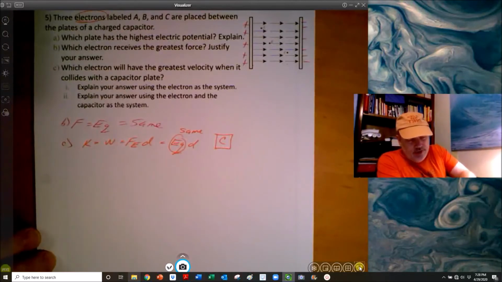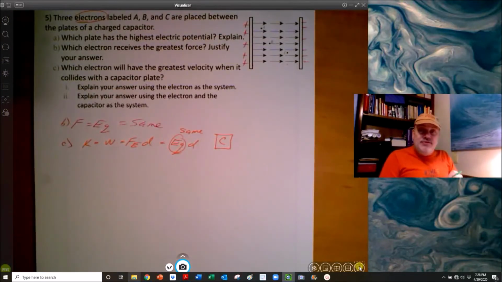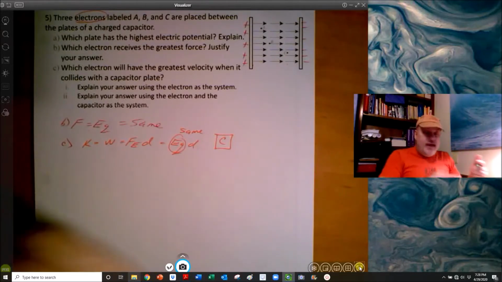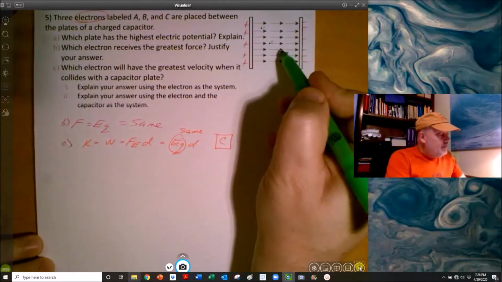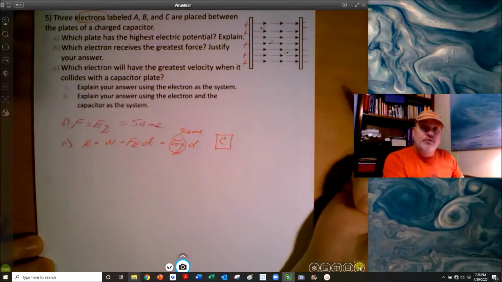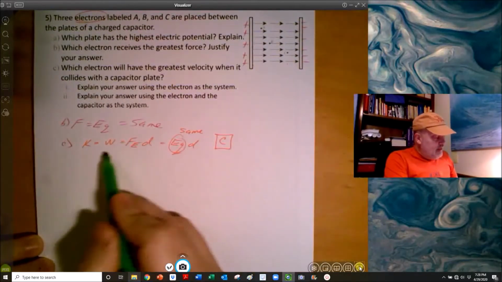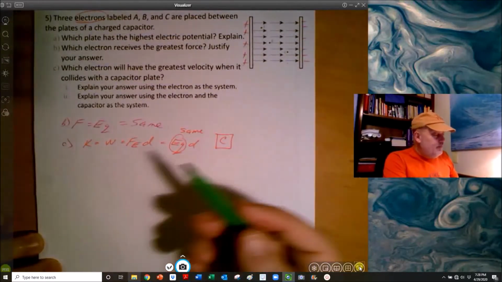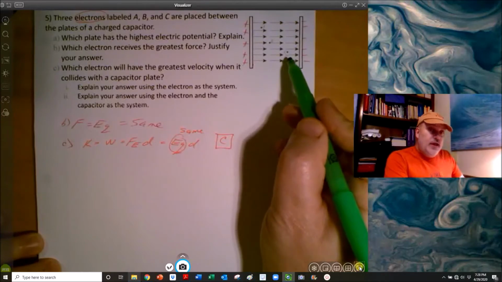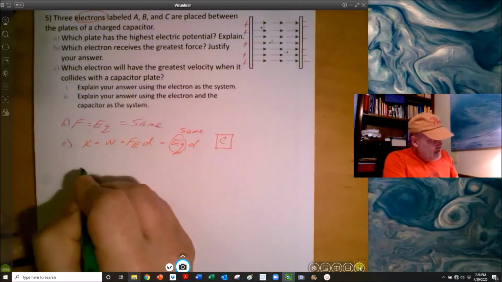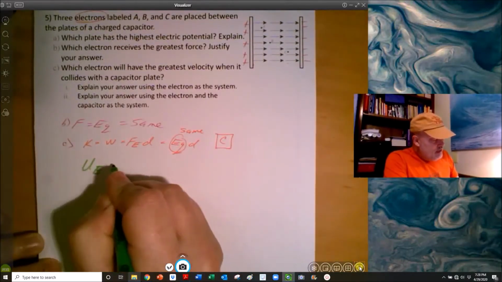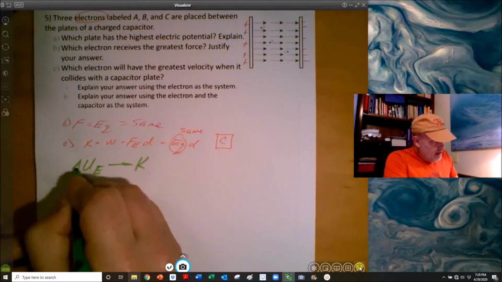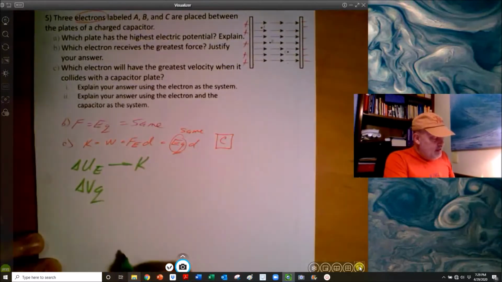Now our next one says explain the same thing, but this time use the electron and the capacitor as a system as a whole. Now if we do that, then the forces between the capacitor and the electrons are internal forces. So we can't use this external work anymore. So what we're going to do this time is talk about the energy. So the electron starts with electric potential energy and it turns into kinetic. And remember, this change is delta V times Q.